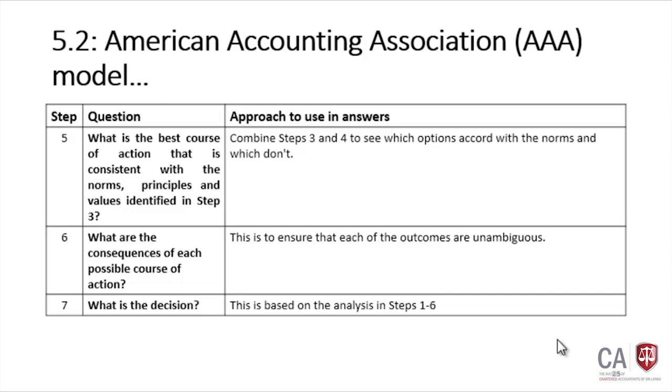Then number 6, what are the consequences of each possible course of action? By taking each action, what type of consequence will you face? This ensures that each of the outcomes is unambiguous. Then number 7, what is the decision? That is the final one. What is your final decision?